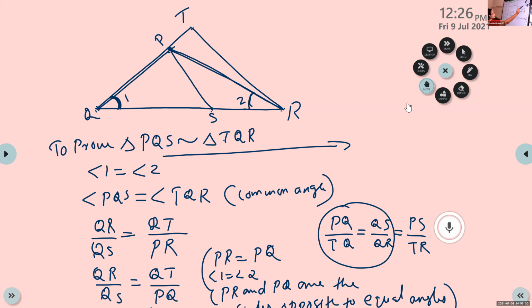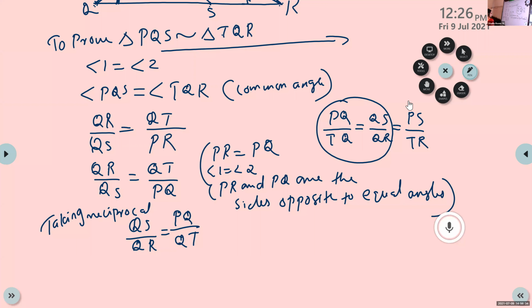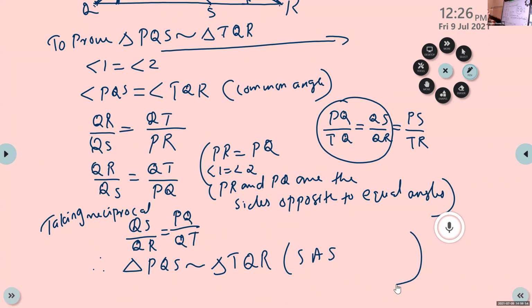So by the SAS rule, we can say triangle PQS is similar to triangle TQR, by the SAS similarity criteria.